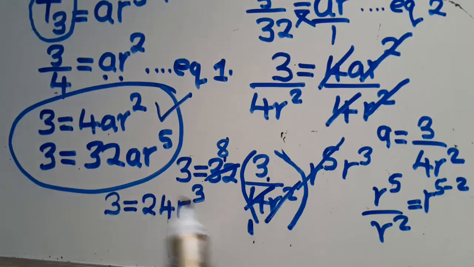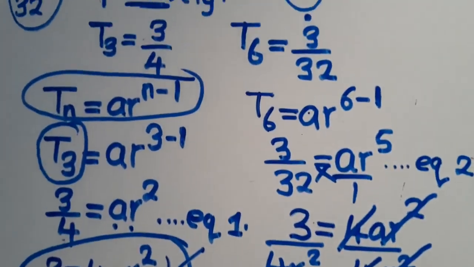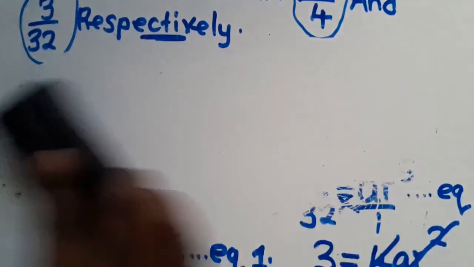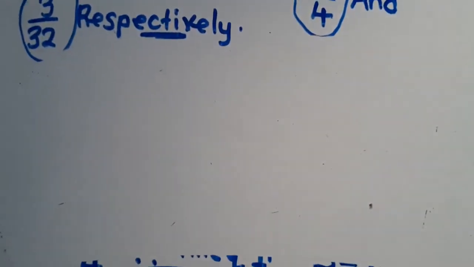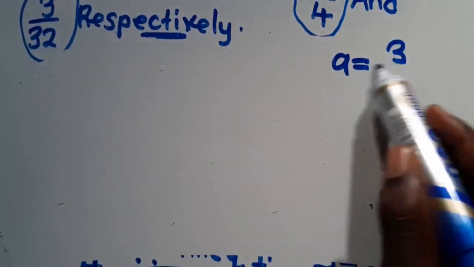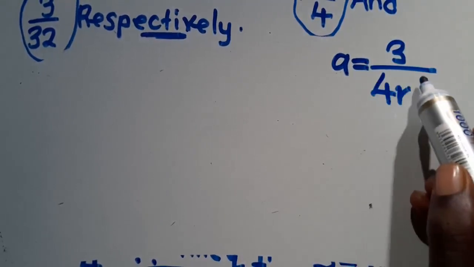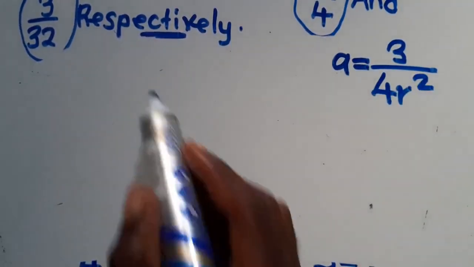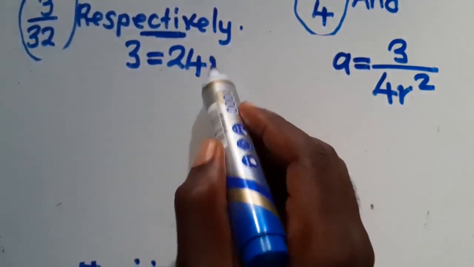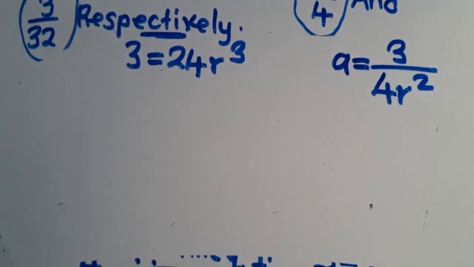So after reaching this part, don't forget, let me write it there on top. So this is the part that I'm going to write there on top. Don't be confused. Hope you have followed me nicely. There are only two important things there. There is just the A part, which is A is equal to 3 over 4r squared, like this. Then there is this part, 3 is equal to 24r cubed. This is what I've remained with.